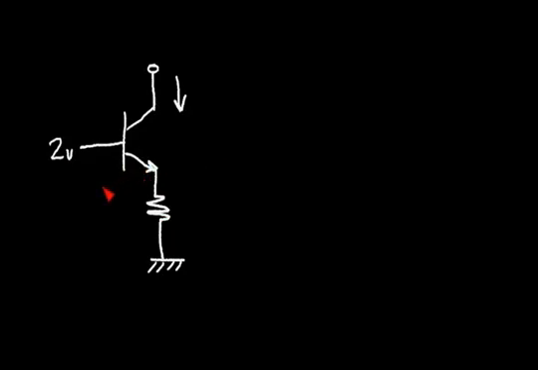So recall from previous videos that the base emitter drop on a typical NPN transistor is on the order of 0.7 volts, plus or minus a little bit. But just a rule of thumb, approximately 0.7 volts.